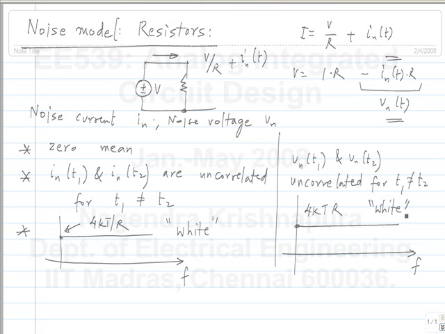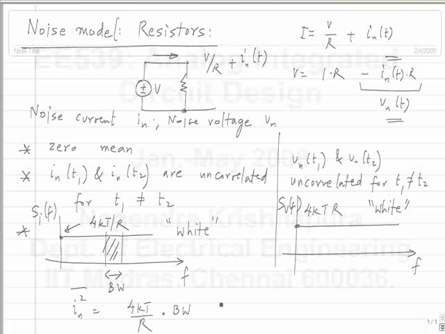So this is what we were looking at last time. And also this spectral density, what does it mean? This is SI as a function of frequency, and this is SV as a function of frequency. So if it is filtered by a filter of certain bandwidth, then the mean square value of the resulting quantity is the spectral density. In this case it's uniform, so the integration is just a product, the spectral density times the bandwidth.